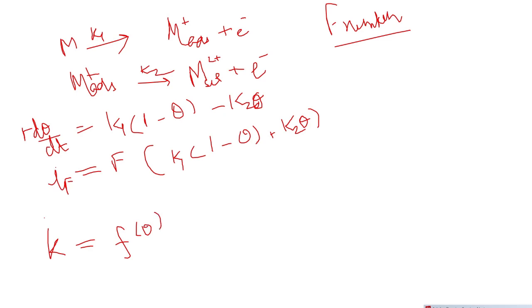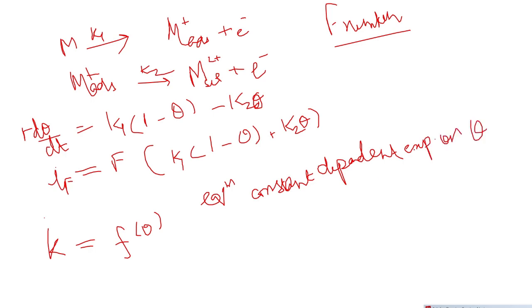So what does the Frumkin isotherm say? According to Frumkin, the equilibrium constant, that is the K, is dependent exponentially on theta. So this is what the Frumkin isotherm says.